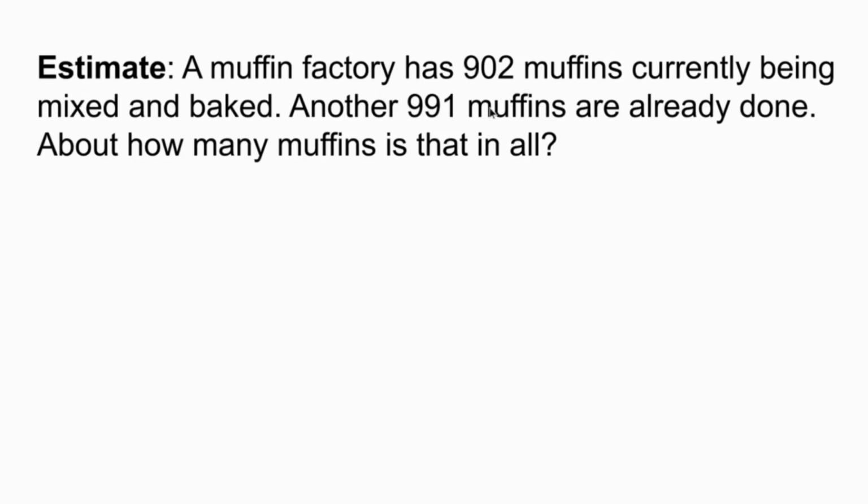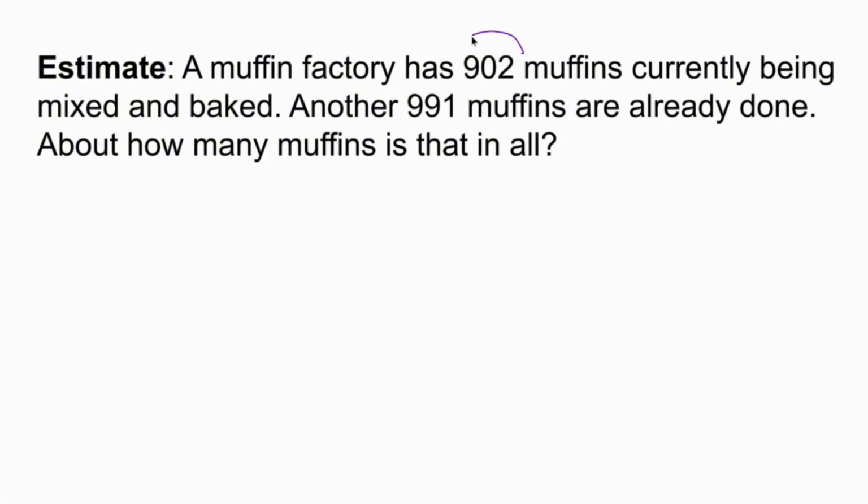A muffin factory has 902 muffins currently being mixed and baked. Another 991 muffins are already done. About how many muffins is that in all? So what we're going to do is estimate how many total muffins we're going to have.